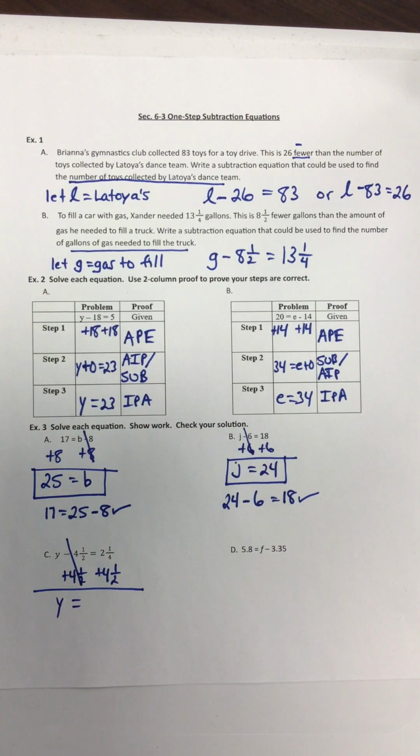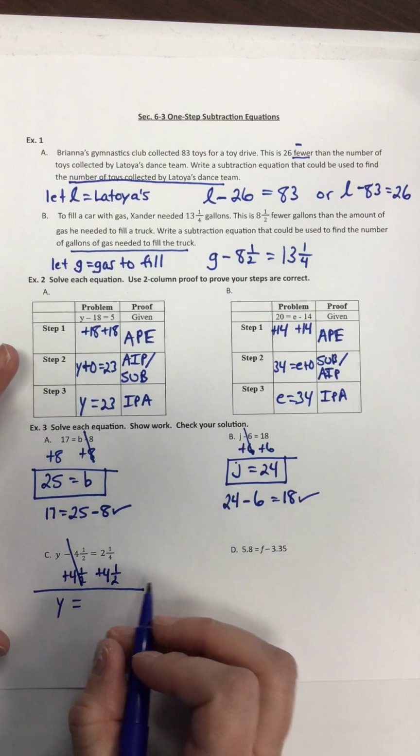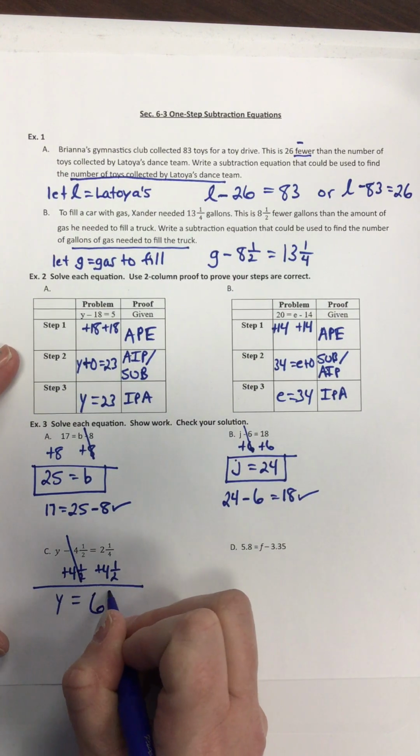I'm adding together 2 1/4 and 4.5 again. Common denominators, that good stuff. But for the sake of time, we'll just get the answer here quickly. It's going to be 6 3/4.